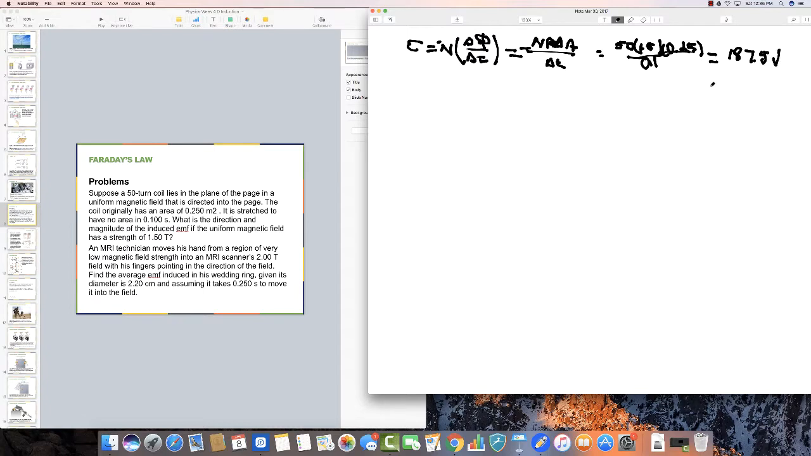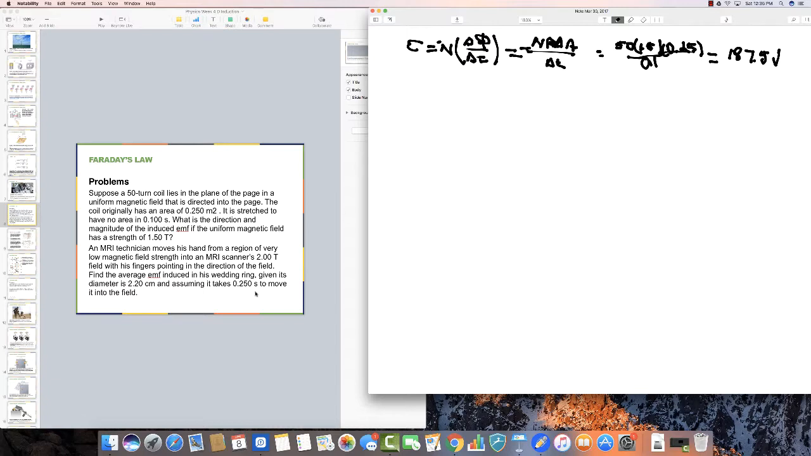Now, according to the problem, the coil is in the plane of the page, the field is directed into the page, and it's decreasing. So the induced field has to be coming out of the page. If you use the right-hand rule, if it was increasing, it would be counterclockwise: if you take your fingers counterclockwise, the field would be coming out. But since it's decreasing, it's in the opposite direction, and so it's clockwise.